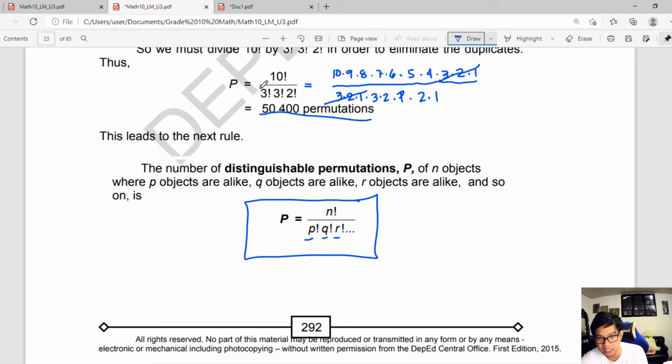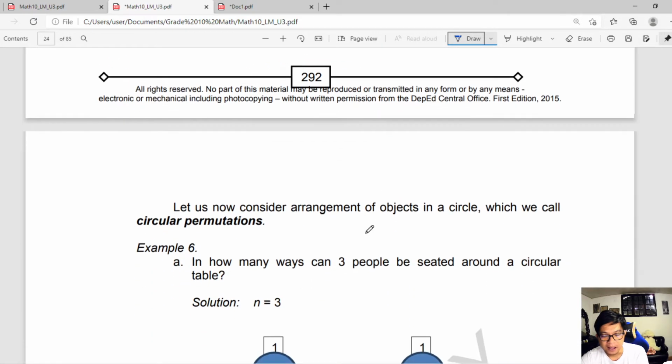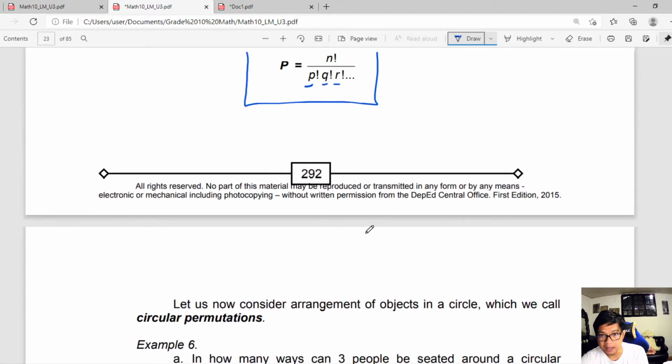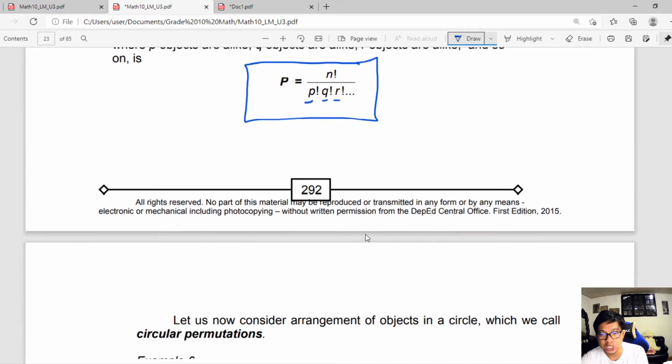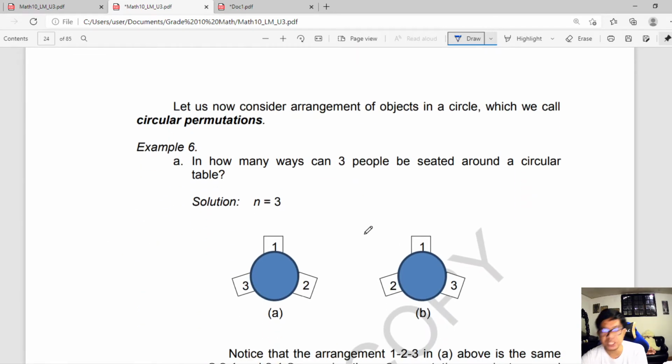Tulad ng ginawa natin ito, may 3 S, may 3 T, may 2 T. So, ito siya, and so on. So, depende kung ilan lahat yung magkakapareho, ganun din karami yung ilalagay nyo dito sa baba. Okay. That talks about the distinguishable permutations. Now, let's proceed with circular permutations.